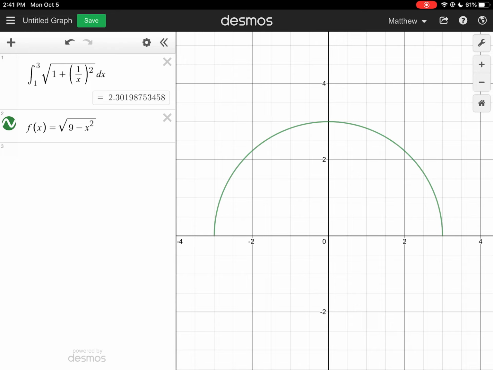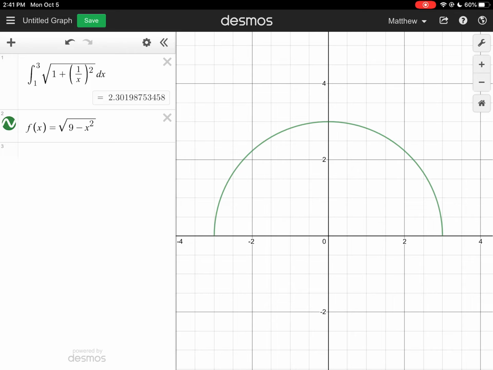Y equals the square root of r squared minus x squared is the top half of a circle centered at the origin with radius r. So this is radius 3, centered at the origin, and just the top half. So we're really trying to figure out the length of this curve, which is half the circumference of a circle of radius 3. So I really don't need to do an integral to answer this particular question.